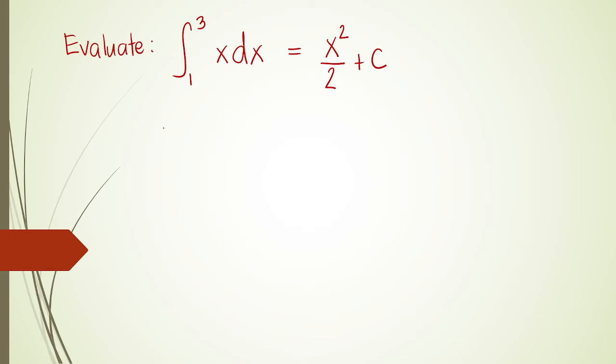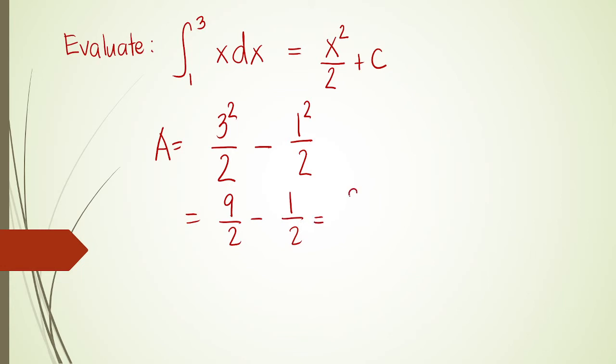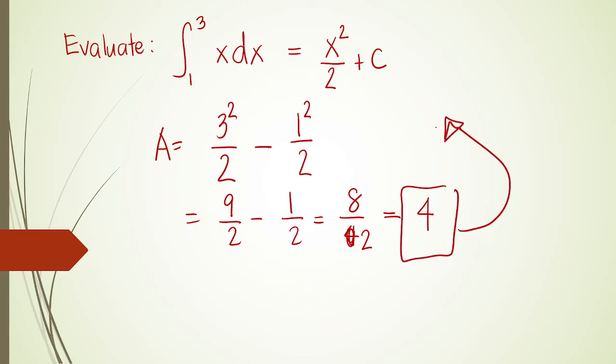Now, I'm gonna get the area. When I get the area, it's simply integrating this. The lower limit is 1, the upper limit is 3. So let's substitute the upper limit. What will I write here? 3 squared over 2 minus 1 squared over 2. There you go. So I will have 9 over 2 minus 1 over 2, which will give me 8 over 2, or 4. That is the answer for this problem.